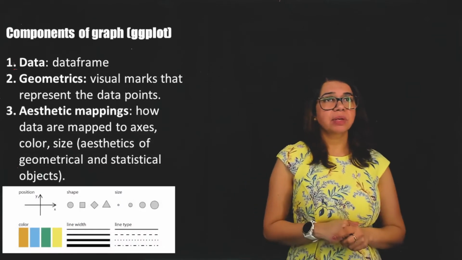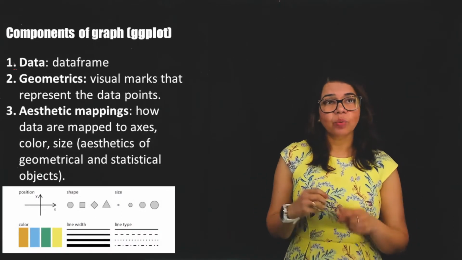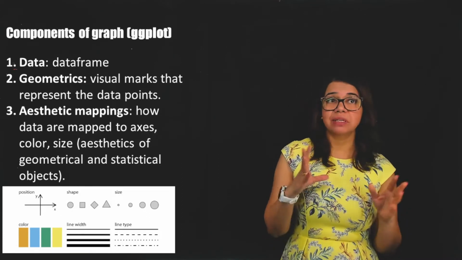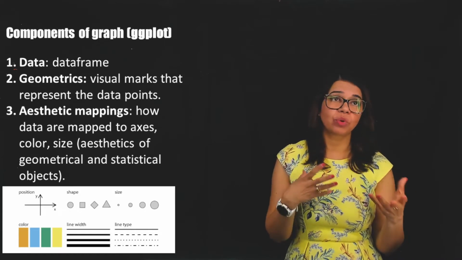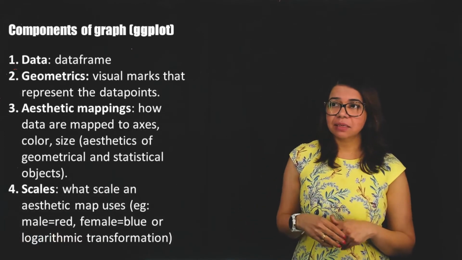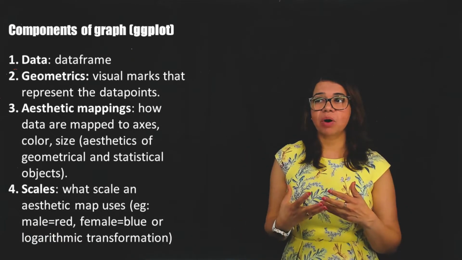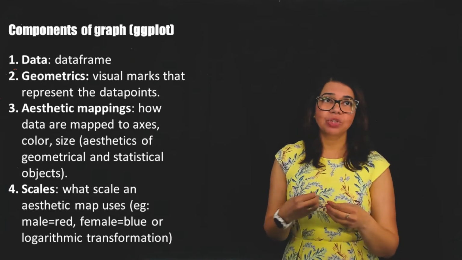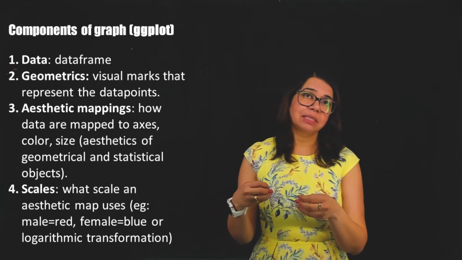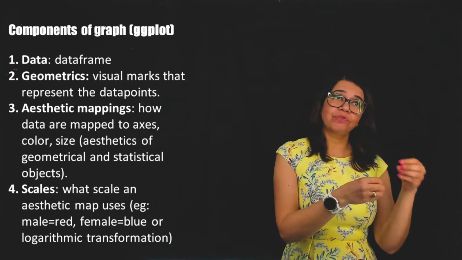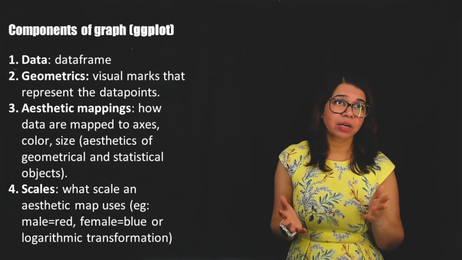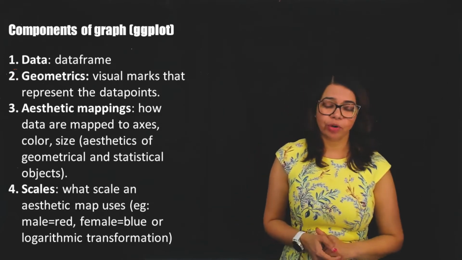And the third essential component is aesthetic mapping of the data. So where do you want to plot these data points? Like what goes on the x-axis versus the y-axis? Do you want to use different shapes, or if you want to use lines, do you want to use different colors and so on? And this brings us to our next component, which is called scale. Scaling is about how you assign those aesthetic mappings to your data points. For example, I want to say data that belongs to the male group is plotted as red versus data that belongs to the female group plotted as blue. Or if you want to perform some, let's say, logarithmic transformation of your data before you plot it.